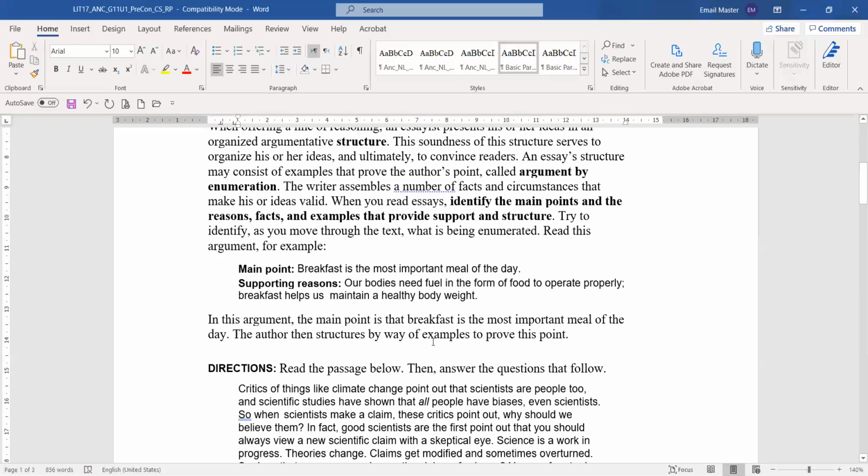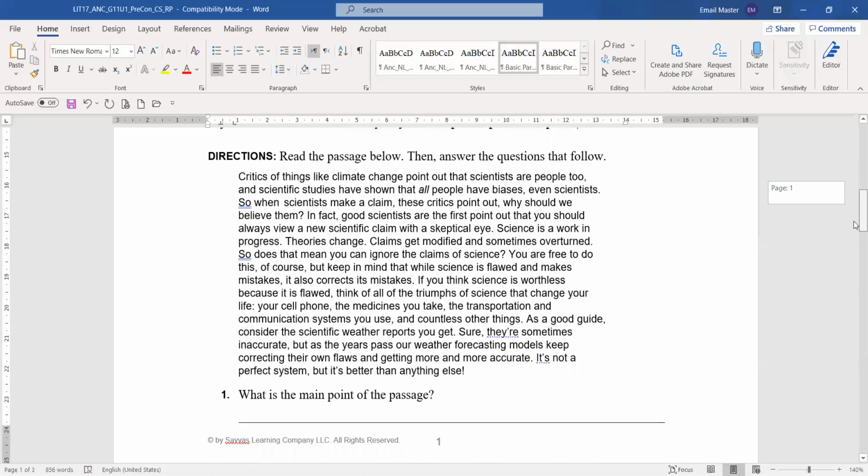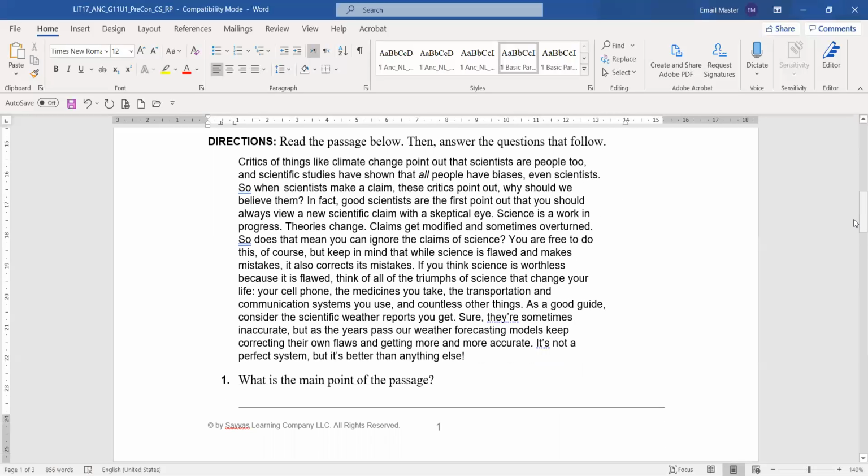In this argument, the main point is that breakfast is the most important meal of the day. So the author then structures by way of examples to prove that point. So examples are very important to prove your point. So you have to read this text. You can stop the video and read the text.